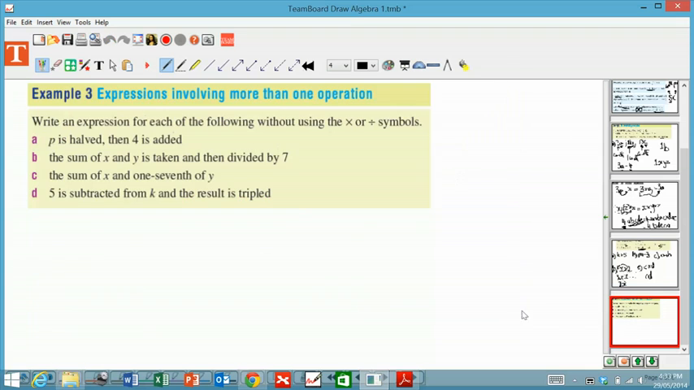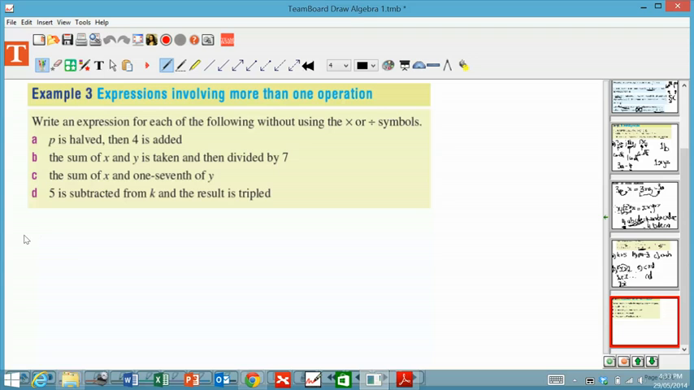Alright, let's try some ones that are a little bit more difficult. So we've got more than one operation happening. So we write an expression for each of the following without using the times or division symbols. Alright, so like we just did in the hot maths, where they didn't write them, this is what we've got to do. So A, P is halved, then 4 is added.